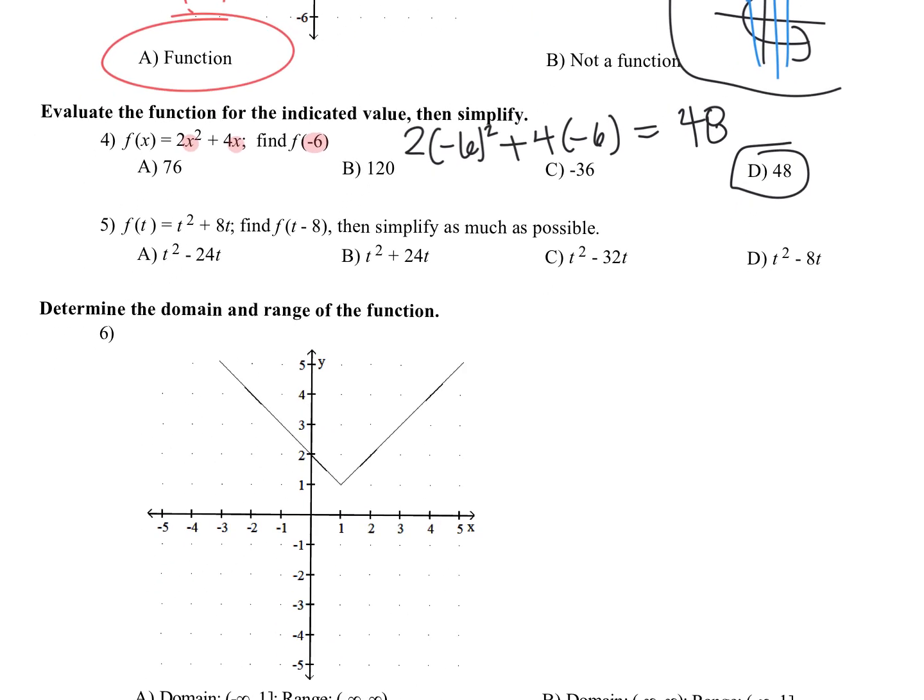It says find f at t, where it's equal to t squared plus 8t. Find f at t minus 8. Okay, so this one's a little more challenging because we're going to have to take t minus 8 and plug it in for t. All right, so let me show you what that would look like.